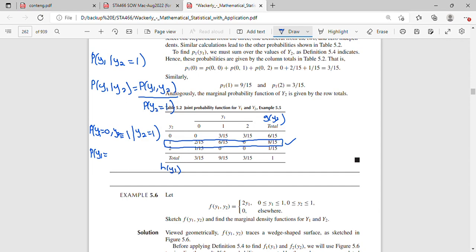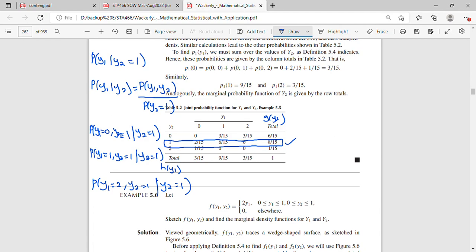y1 equal to 1 and y2 equal to 1 given y2 equal to 1. And then kita boleh juga dapatkan conditional probability of y1 equal to 2 and y2 equal to 1 given y2 equal to 1. So we need to find these 3 probability. So how to get this?